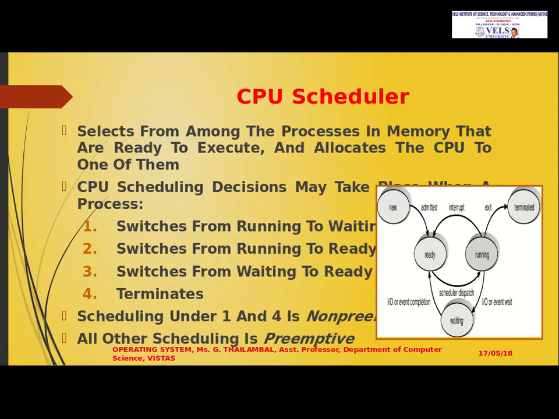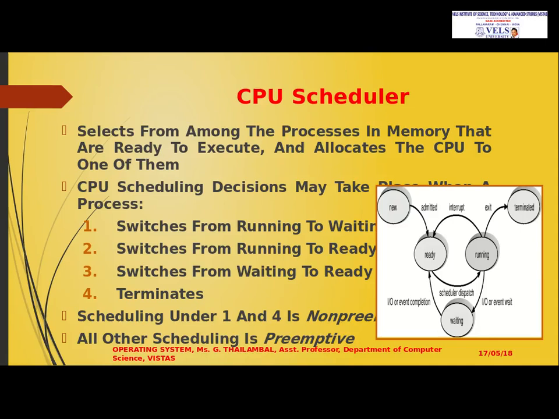For CPU scheduling, the OS needs to check which state the process is in. For that it uses the states of the process: whether the process is switching from running state to waiting state, or from running to ready state, or from waiting to ready state, or it is getting terminated. Depending on the states it is going to allocate the algorithm, and the algorithm is based on non-preemptive method and also preemptive method.